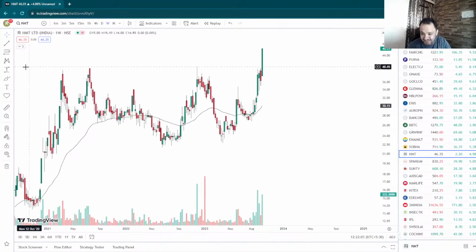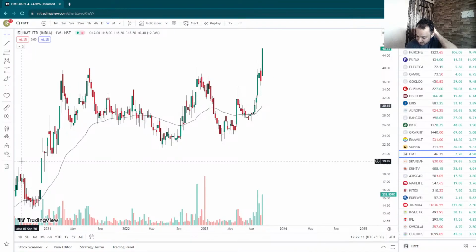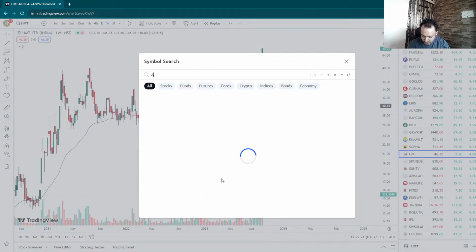Venus Remedies, I think it's in the first part of this area, but maybe you can try it. Honestly, if you know how to manage the trade, you can try it. Not exactly bad, but I'm skeptical that you can't find better stocks.